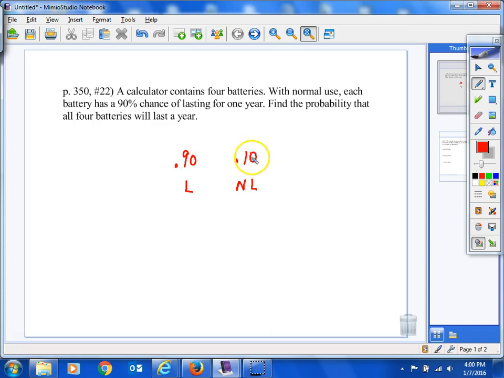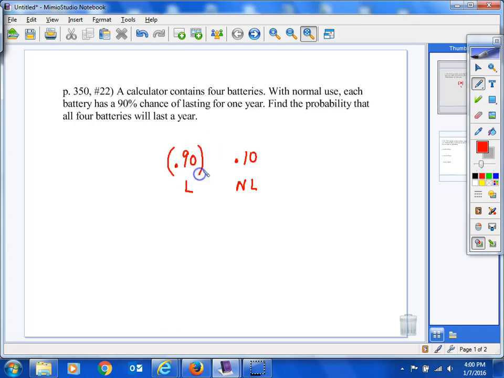Just keep in mind that as decimals, these should total up to 1, or if they are given in percent form, if you wanted to write them in percent form, that's no problem. They would need to add up to 100%. All right. So the bottom line of this problem is, what is the probability that all 4 batteries will last?